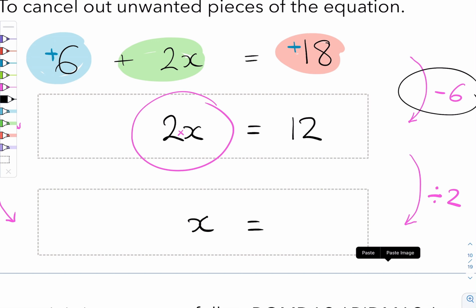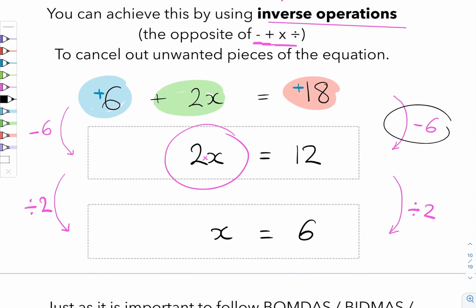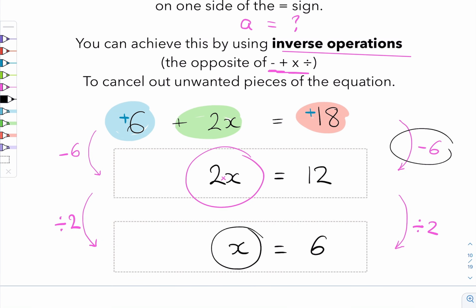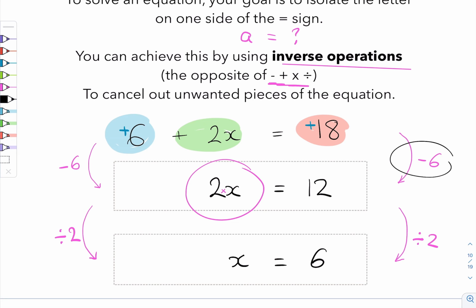The right-hand side divided by 2, so 12 divided by 2 is 6, and we are finished. Why? Because I've singled out the letter all by itself on one side of the equation, and there's a number of some sort on the other side. Look, the right-hand side could be a decimal, it could be a fraction, that'll be fine as well.